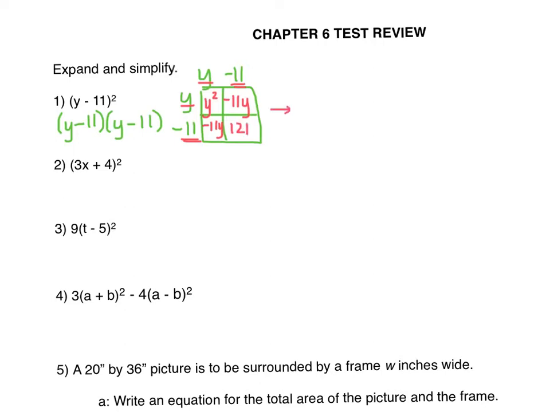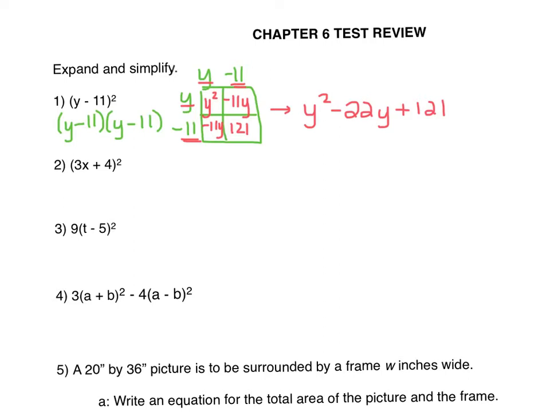So when I write out my final answer, it looks like this. Y squared minus 22y plus 121. And that's it. That's your final answer. That's simplified. So the next one is going to work just like that.